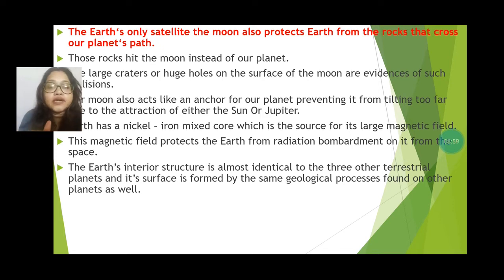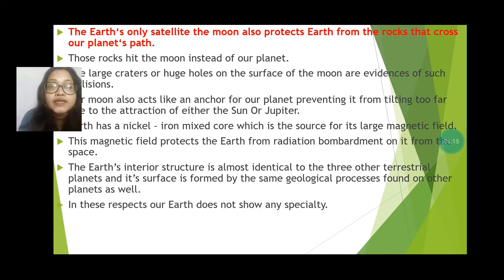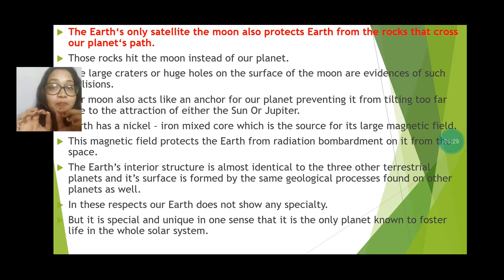The Earth's interior structure has three layers, and its surface is formed by some geological processes found on other planets as well. The Earth's interior has three layers: the core, the mantle, and the uppermost layer, the crust. In this respect our Earth does not show any speciality, as there are many similarities with the other planets' interior structure.